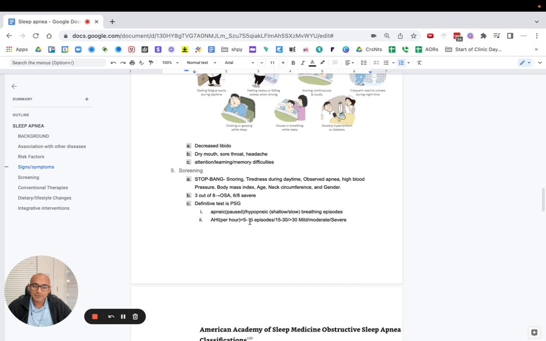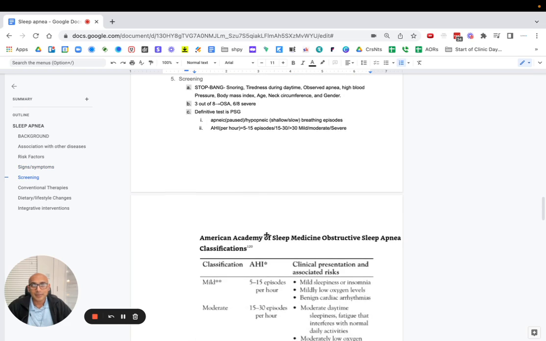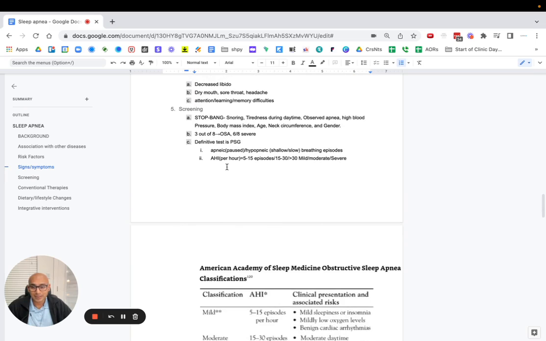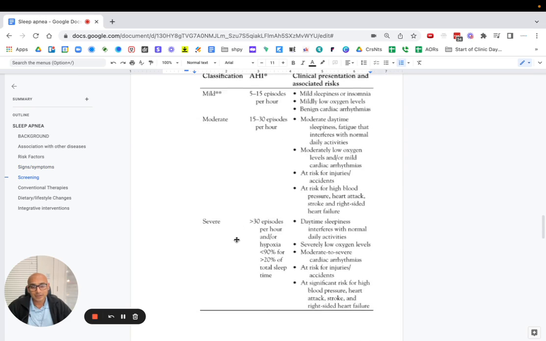Right. The definitive test is a polysomnogram, and this is where we determine your AHI, your apnea-hypopnea index, right? Depending on these episodes that you get, your grade is either mild, moderate, or severe. If you have 5 to 15 episodes per hour, you're considered mild. Moderate is 15 to 30, and severe is greater than 30. Now remember, if you have severe obstructive sleep apnea, it's likely that we need to pause or not consider testosterone replacement therapy until this is treated.